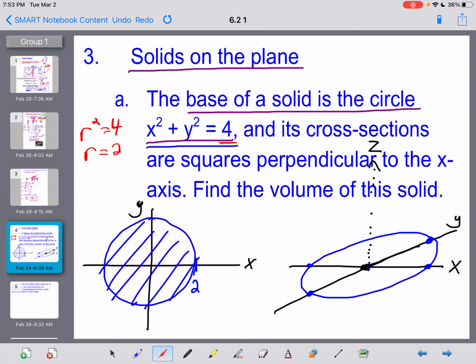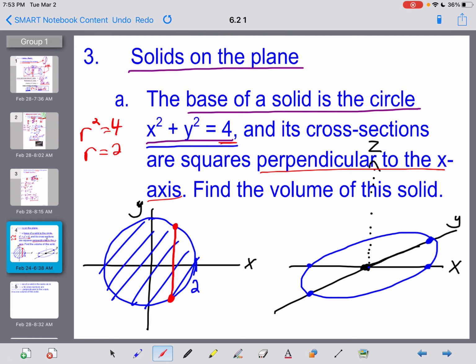How many of those cross-sections are we actually going to be making to draw this three-dimensional solid? The answer to that is infinitely many. But of course, we can't actually draw that many. We're just going to draw one. So I'm going to draw a square, everybody, that sticks up in the air in the z-axis direction that runs perpendicular to the x-axis. Okay, so perpendicular to the x-axis would be a line segment that looks something like this.